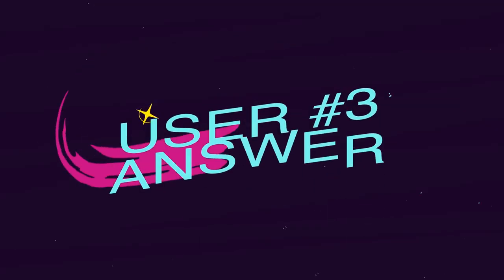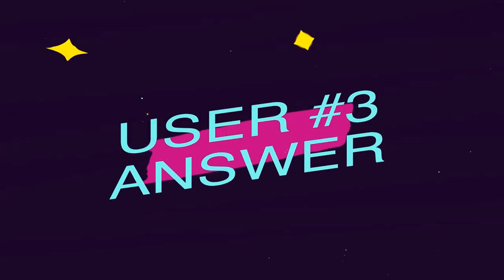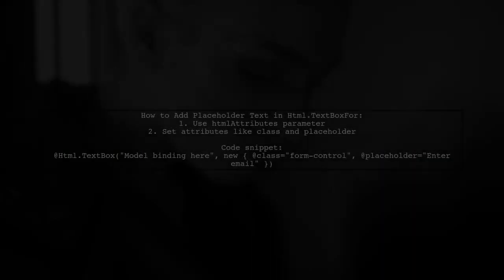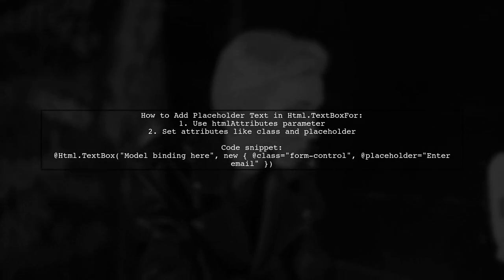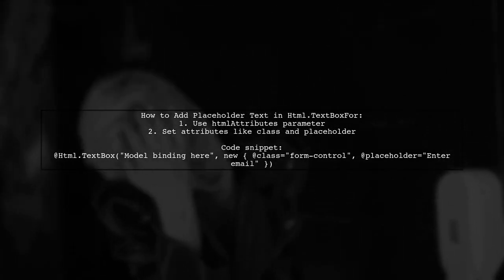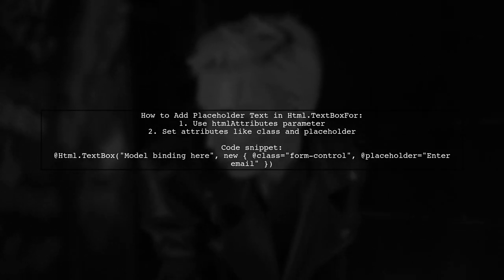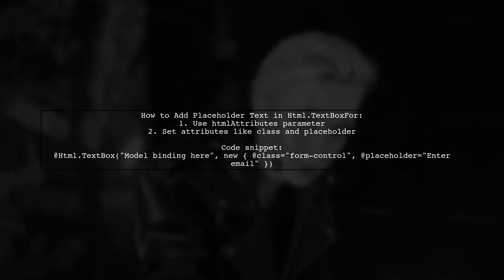Let's now look at another user-suggested answer. To add placeholder text in HTML TextBoxFor in MVC4, you can use the object HTML attributes parameter. This allows you to set various HTML input attributes.